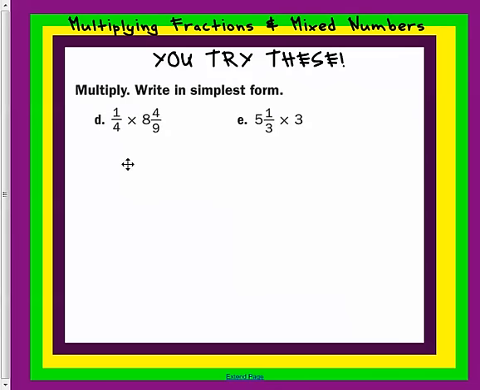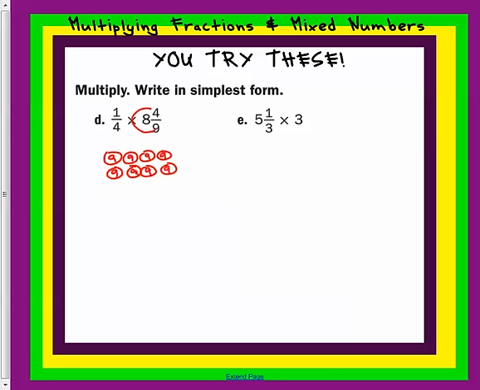Go ahead and try these, and I'll be back in just a second to show you what I did. Remember, you can use the C method, 8 times 9 plus the 4, because you're taking these 8 wholes and you're essentially making them into 9 pieces each. Okay, try it and I'll be back in just a sec.